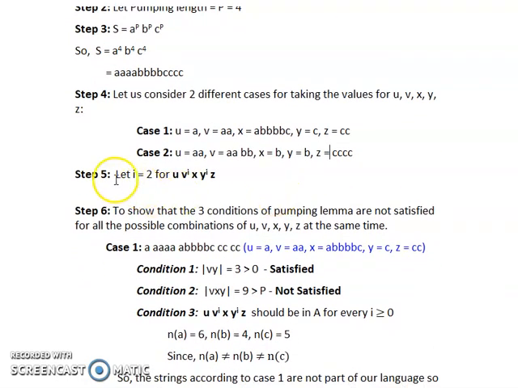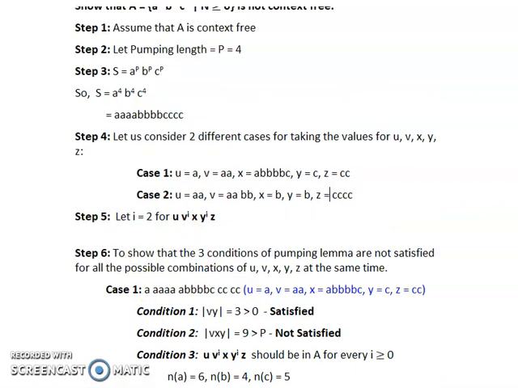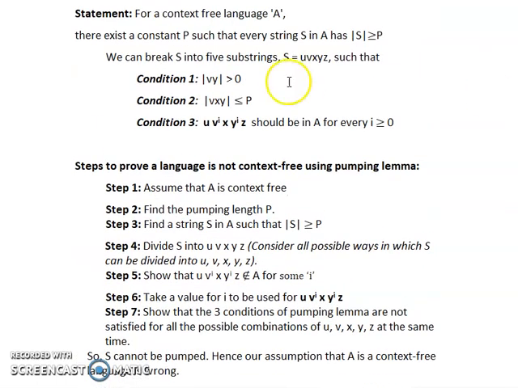Now, according to step 5, let us assume any value for i. For i also you can take any value. We are assuming i to be 2. So we are taking the value of i equal to 2. Now we are going to check the three conditions of the pumping lemma which we have discussed, whether these three conditions are satisfied or not. If these three conditions are not satisfied, that means our language is not a context-free language.